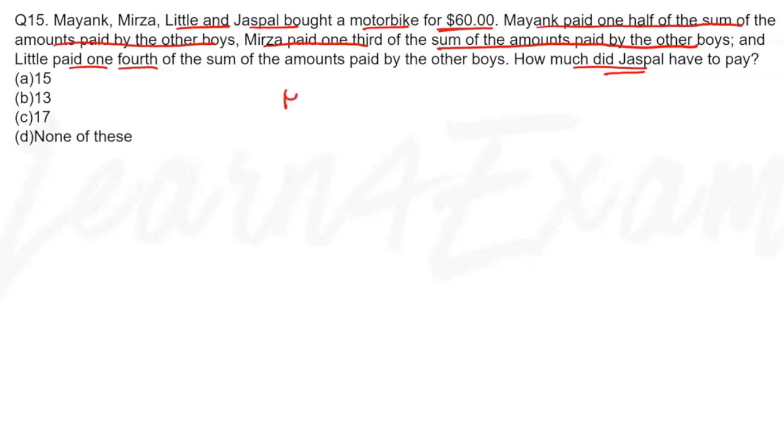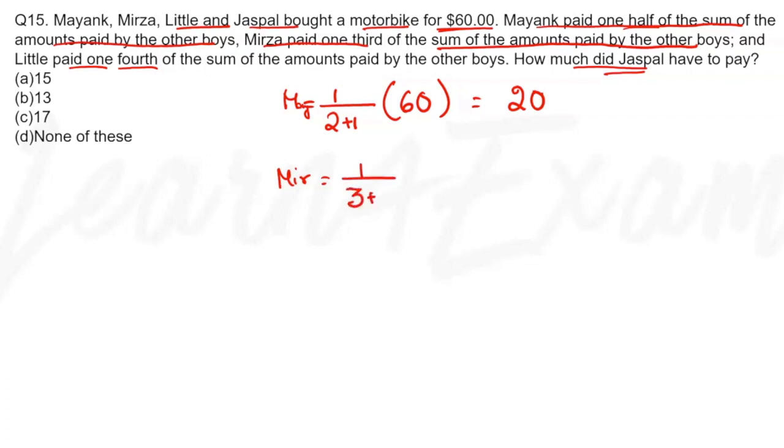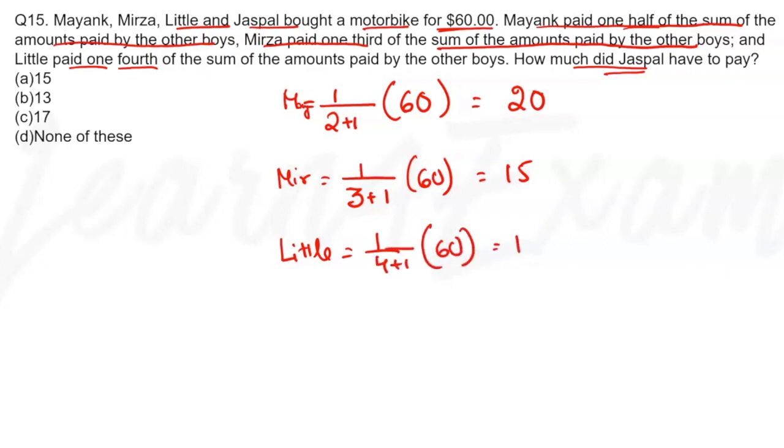So Mayank, he pays how much? He pays one half of the sum of the amounts paid by the others. So the total amount Mayank pays would be 1 divided by (one half plus 1) into the total amount, that is 1/3 of 60, or $20. Then we have Mirza. Mirza pays 1/3. So the amount that Mirza is paying is 1 by (1/3 plus 1) into 60, that is equal to $15. Then we have Little. And Little is paying 1 by (1/4 plus 1) of 60, that is equal to $12.